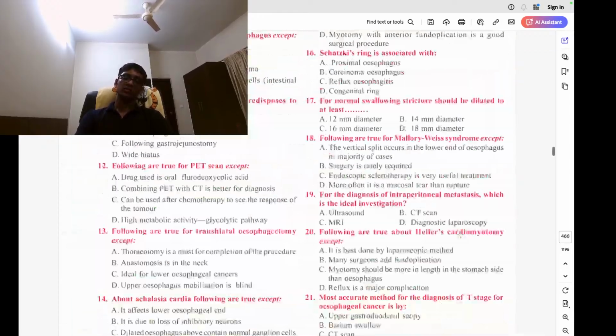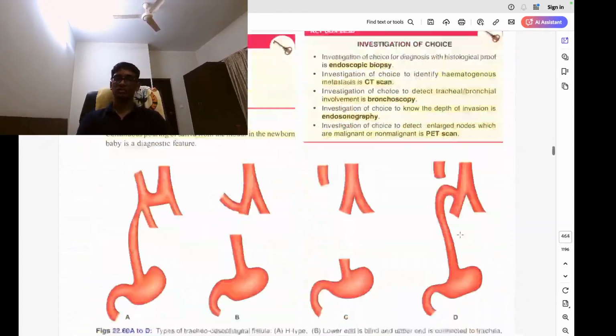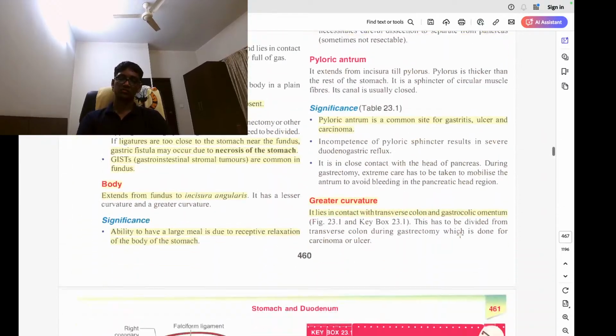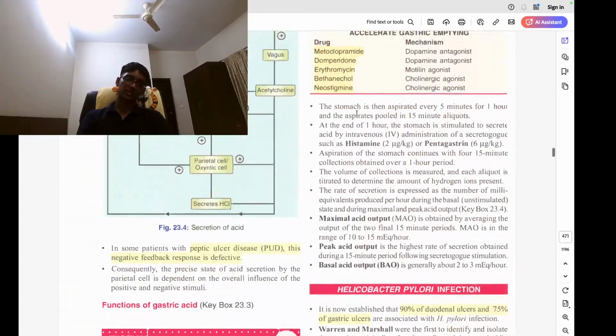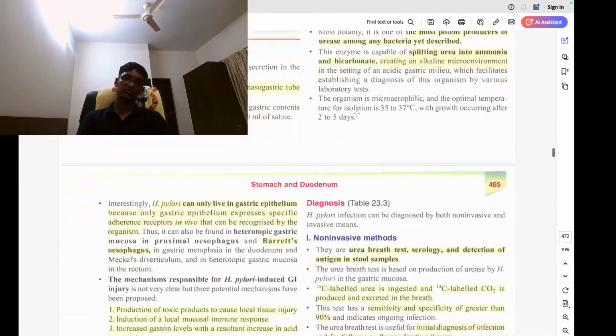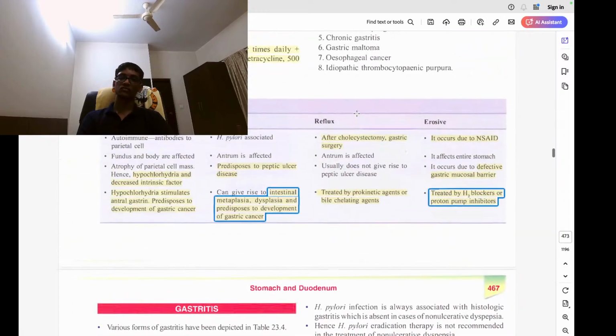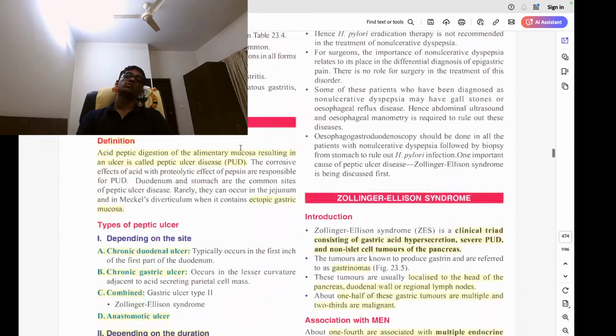Just a second, which part is the antrum? The antrum runs from the angularis till the pylorus. The fundus is up, then the body, then the antrum, then the pylorus. Antrum means the stomach below it will be affected.